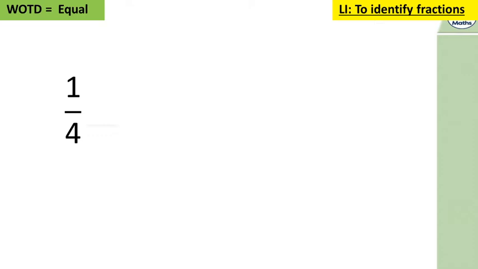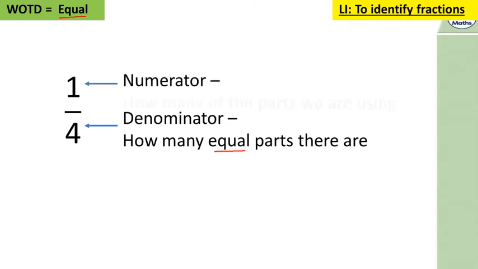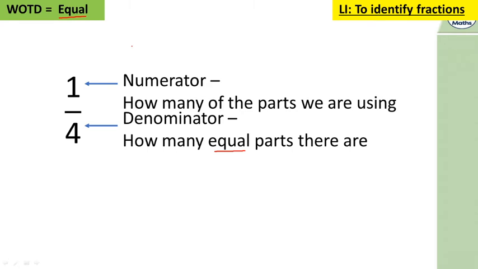Okay, so we're looking at 1/4. This is the denominator, the number at the bottom, and this is how many equal parts there are. Remember at the top, this is the numerator. This is how many of the parts we are using.